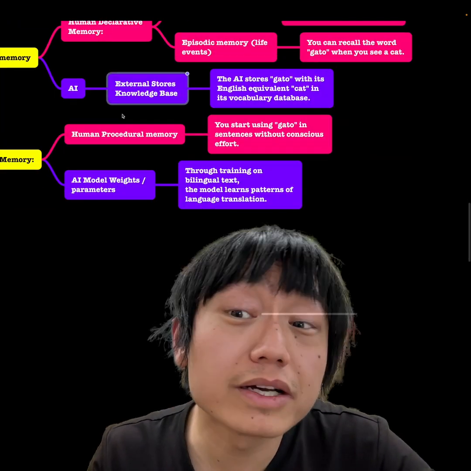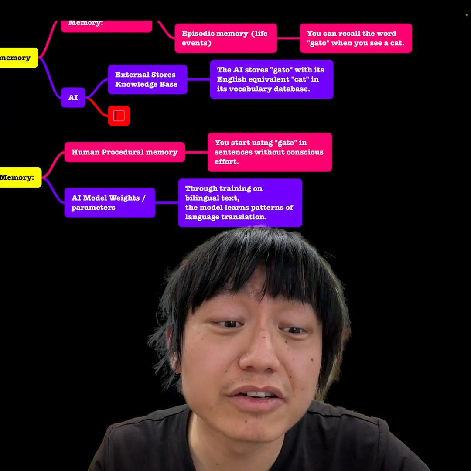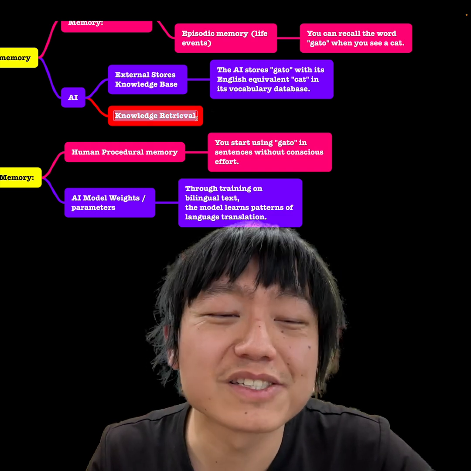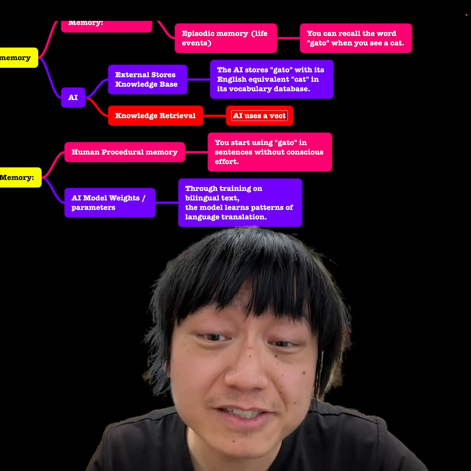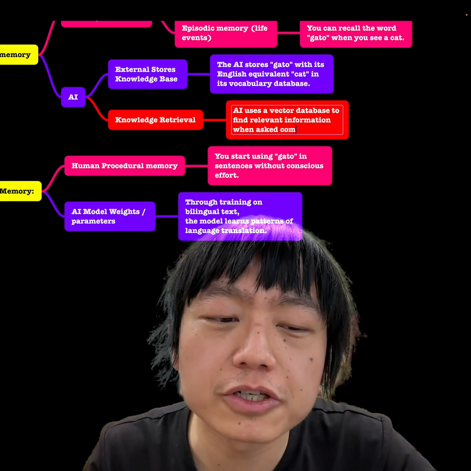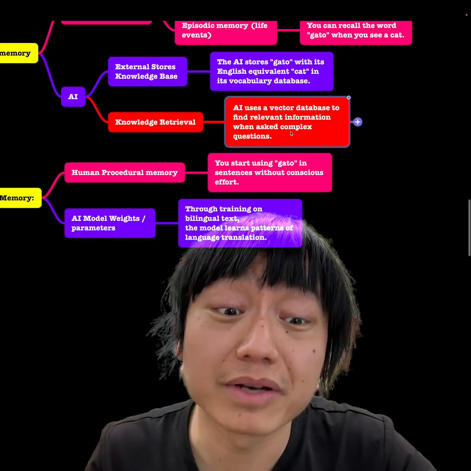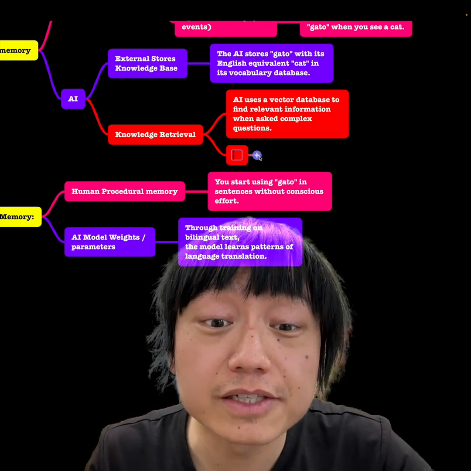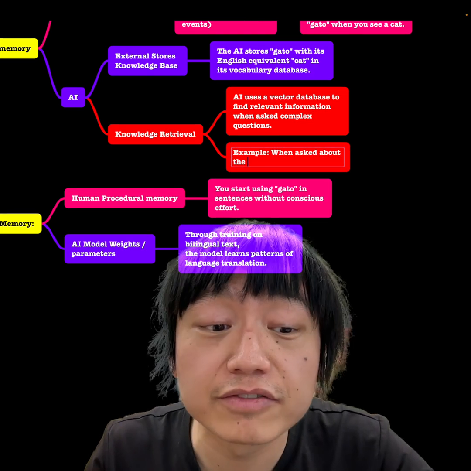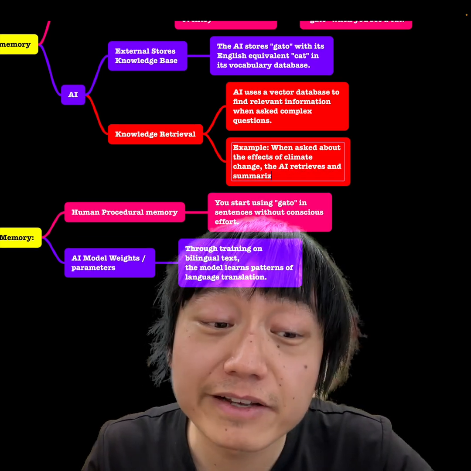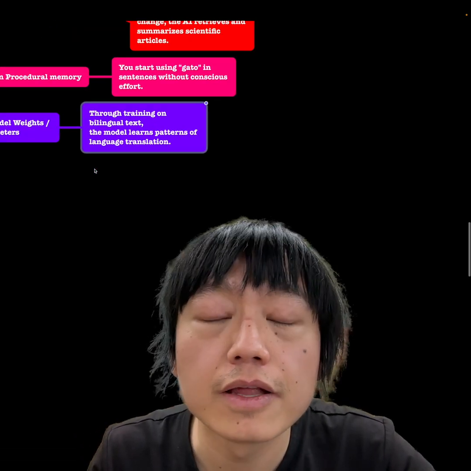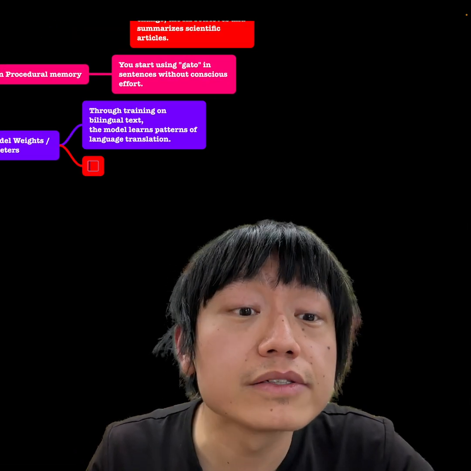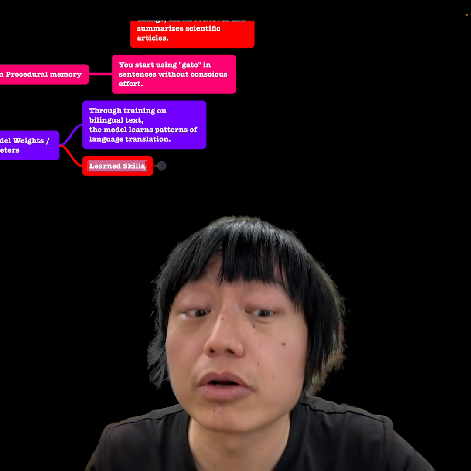And the third one is long-term memory as an external vector store. The example is knowledge retrieval, when the AI uses a vector database to find relevant information when you ask complex questions. For example, when you ask about the effects of climate change, the AI will retrieve and summarize scientific articles. And the final one is implicit memory as the model weights.